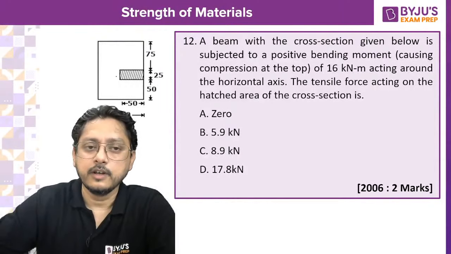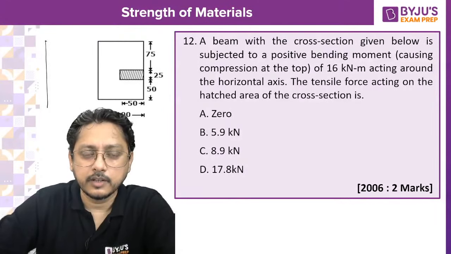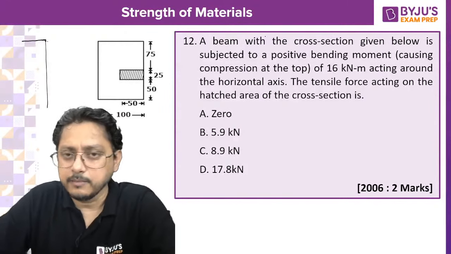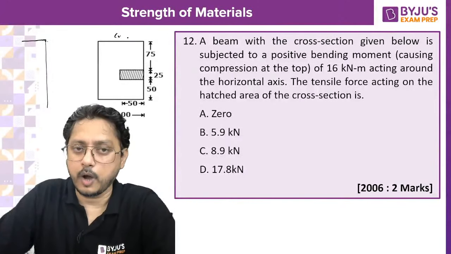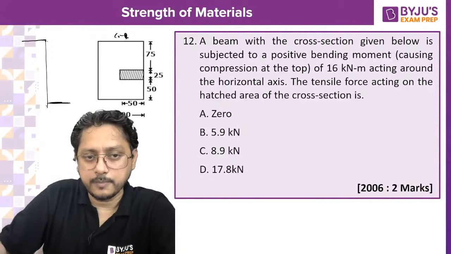Needs some calculation. You know that whenever you have a section, what is the bending stress variation across the depth? The variation of the bending stress across the depth is, if the bending moment is causing compression at the top, then at the top it is compression, and at the bottom it is tension.